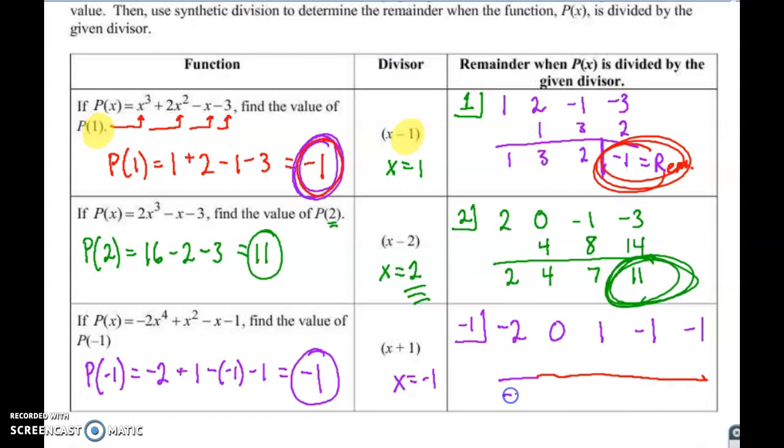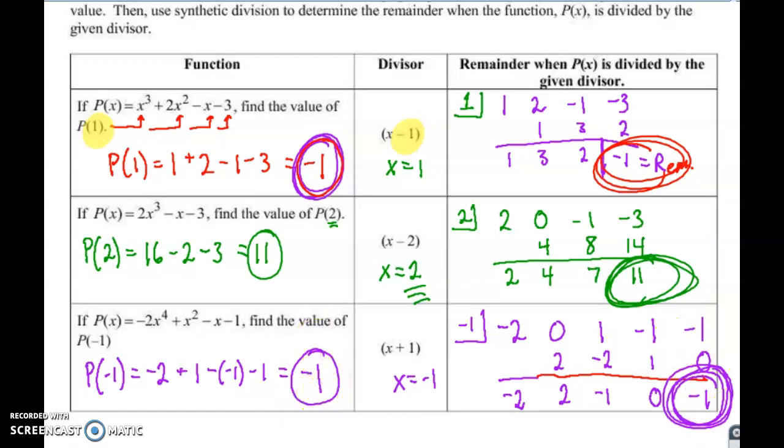Just bring straight down, multiply, add straight down, multiply, add straight down, multiply, and add straight down. Alright, this actually took me 2 tries to do, which is why I was kind of quiet for a while.